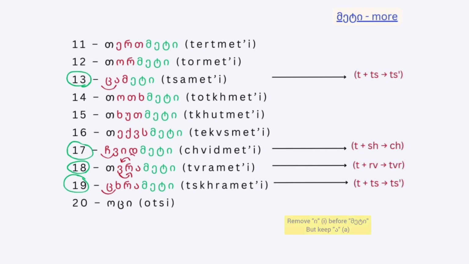We always remove e from those numbers, like erti, ori becomes ert or sam, but we keep a in rva and tsra. It's tvrameti and it's tsrameti. It's not tvrmeti, it's not tsrmeti. Tvrameti da tsrameti.